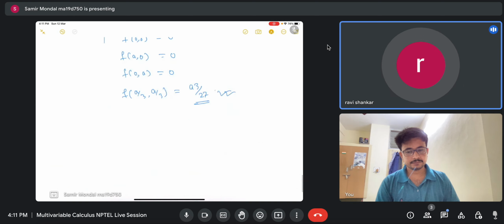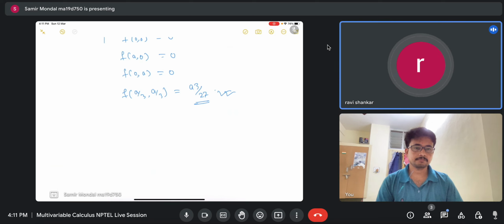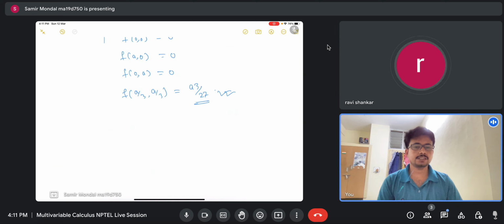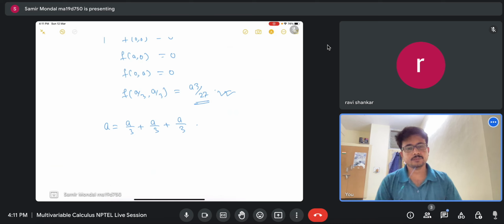Sir, similarly, can we talk about minima also in this case, or will that question be different? No, because the minimum is always 0 here. So the interesting question is only to look for the maximum. So this is your required decomposition: a by 3, a by 3, a by 3. This is the required decomposition of a when your product should be the maximum.